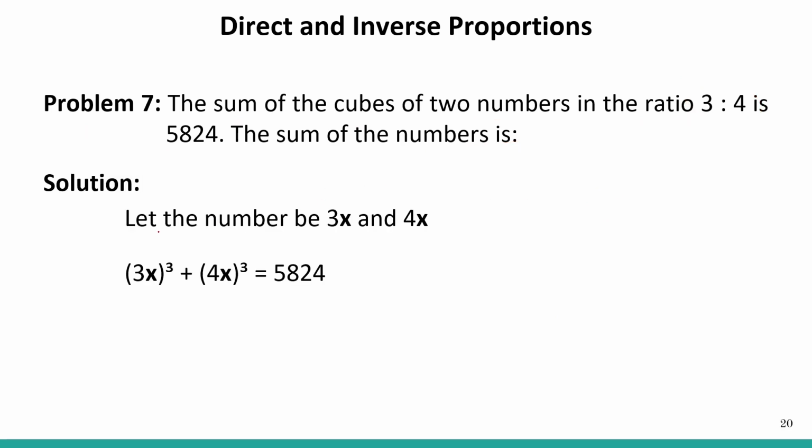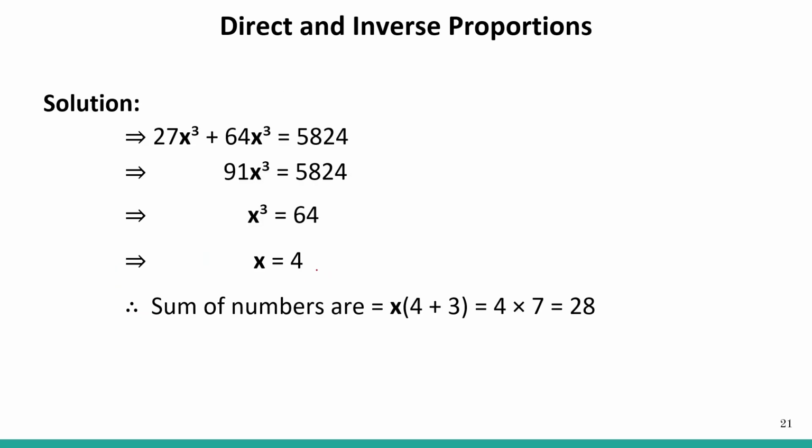Okay, so let the numbers be 3x and 4x respectively. So (3x)³ + (4x)³ = 5824. That is what is given to us, right? So solving this cubic equation, we are left with 91x³ = 5824. So x³ = 64. So this implies that x = 4.